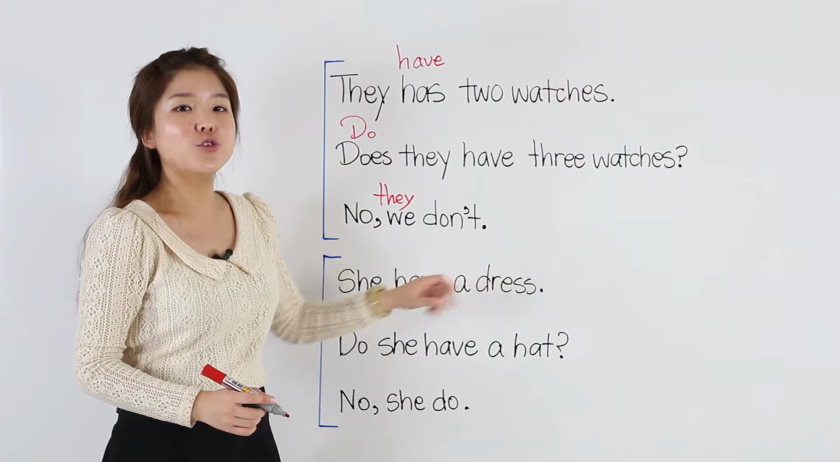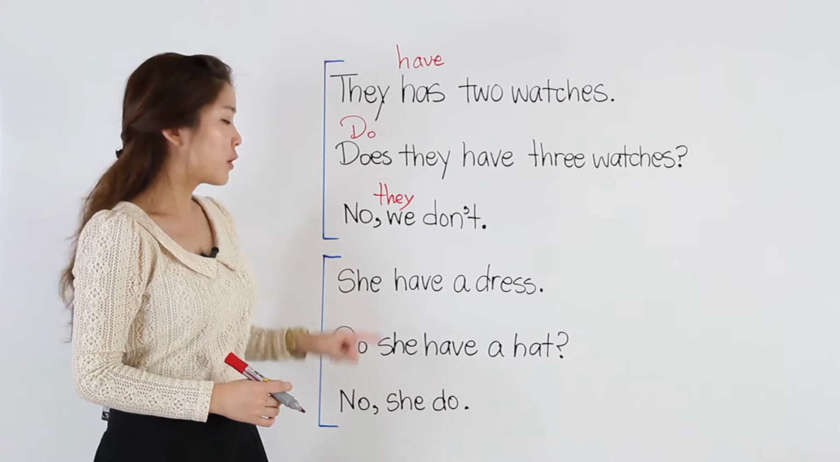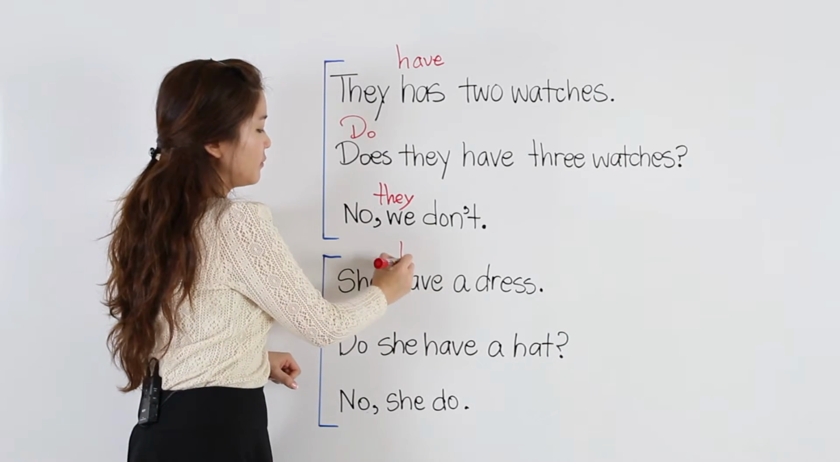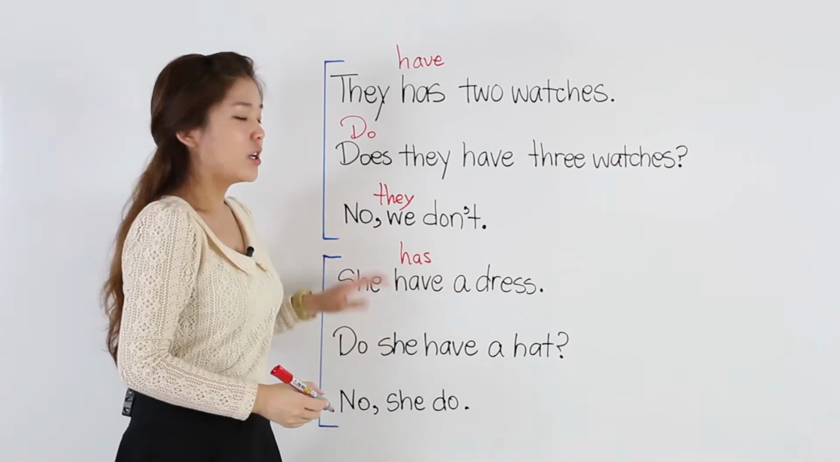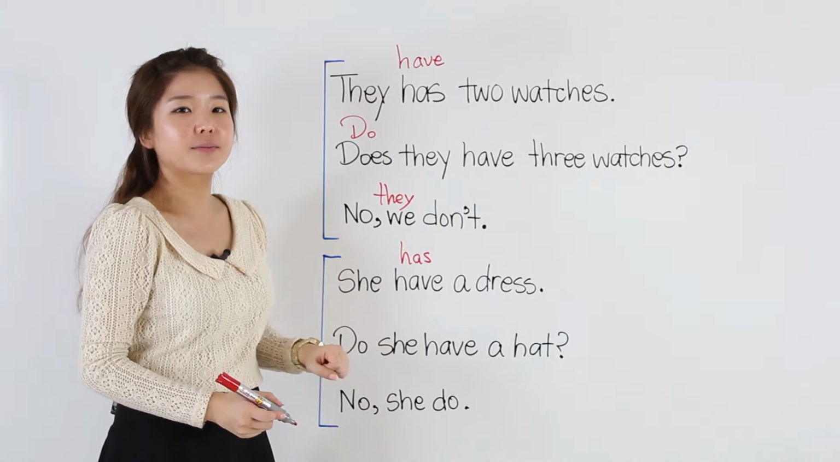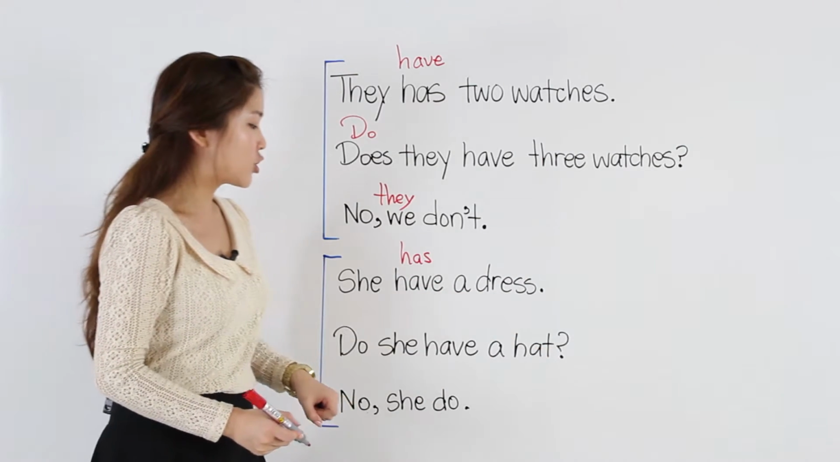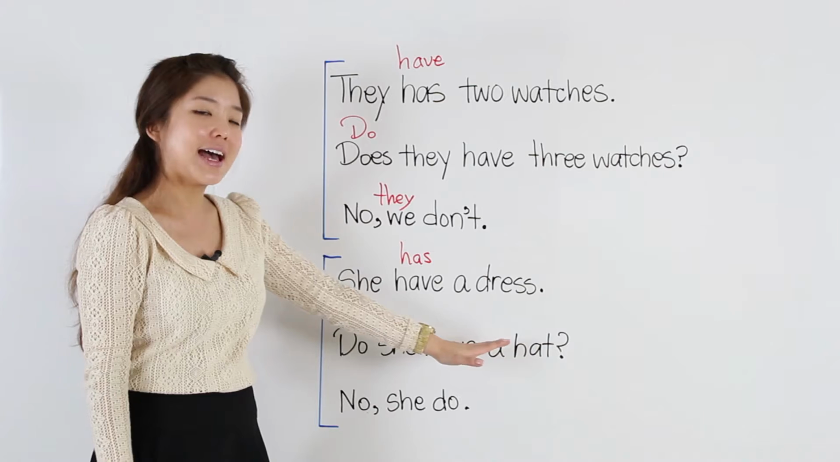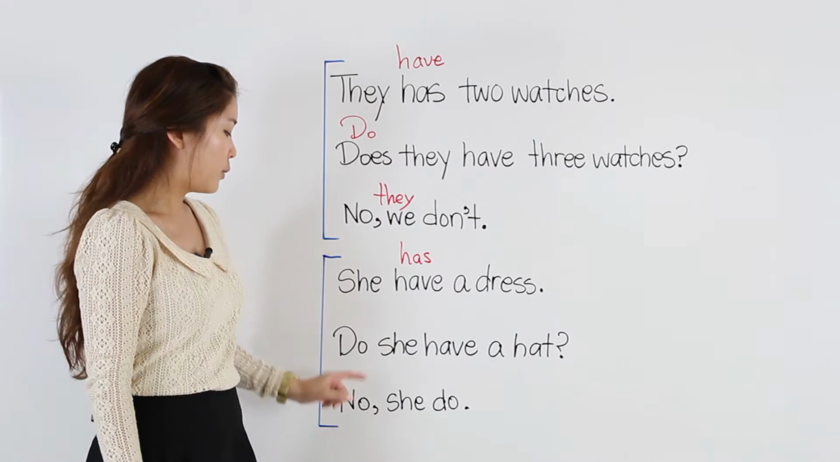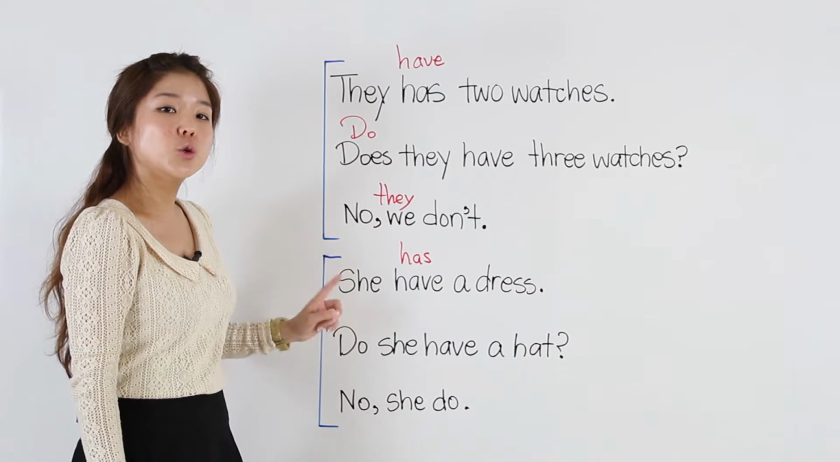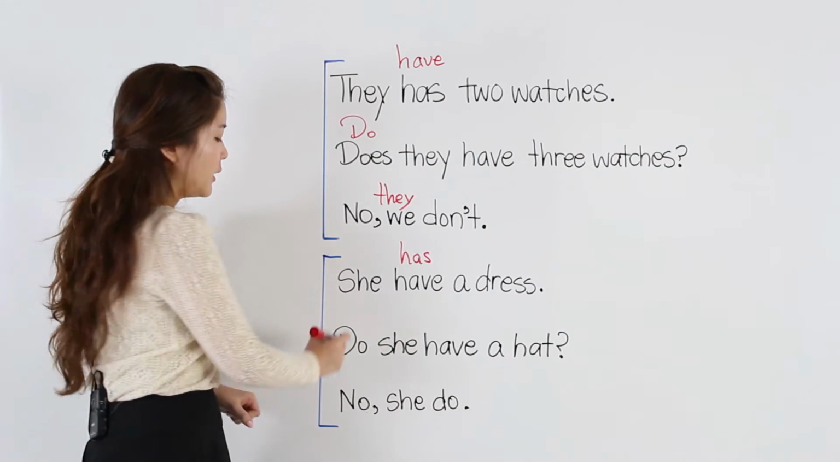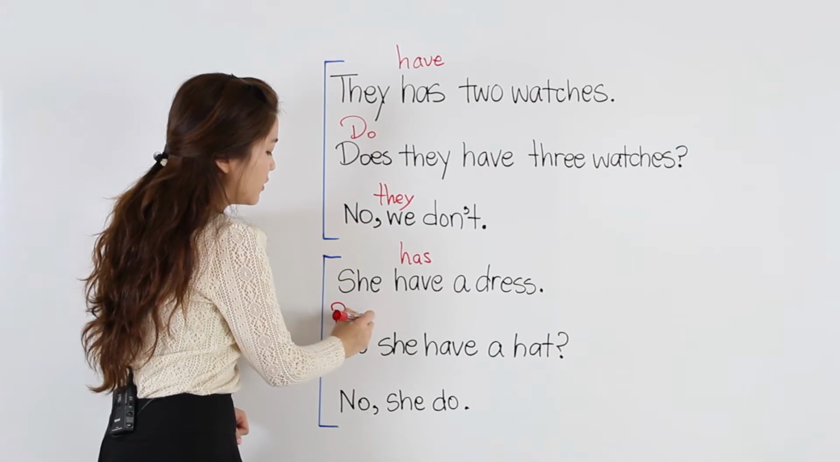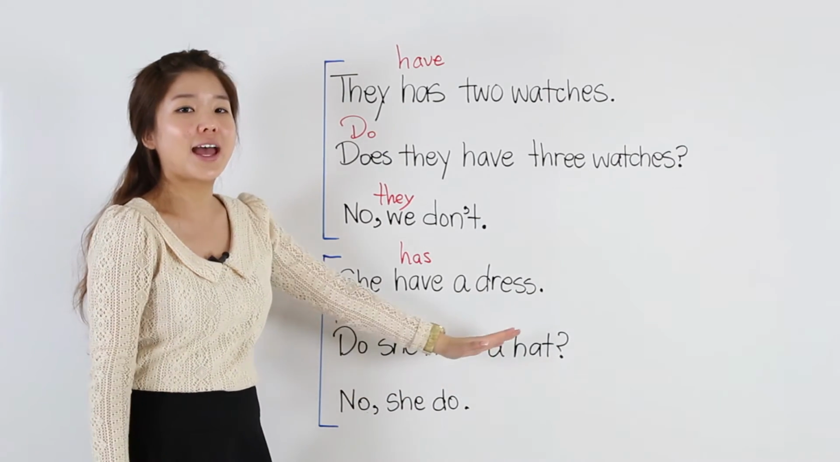Let's look at these. She have a dress. Remember, for she, we use has. She has a dress. How about in the question? Do she have a hat? Remember, we begin with do or does, but for she, we should begin with does. Does she have a hat?